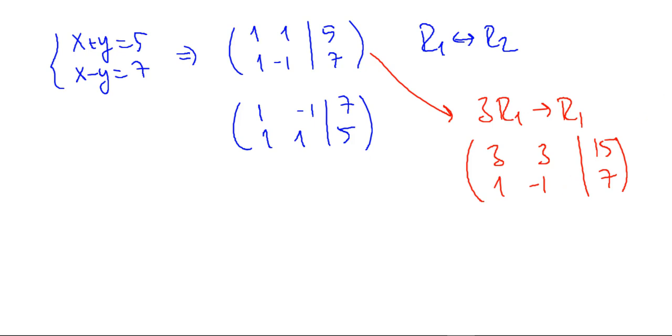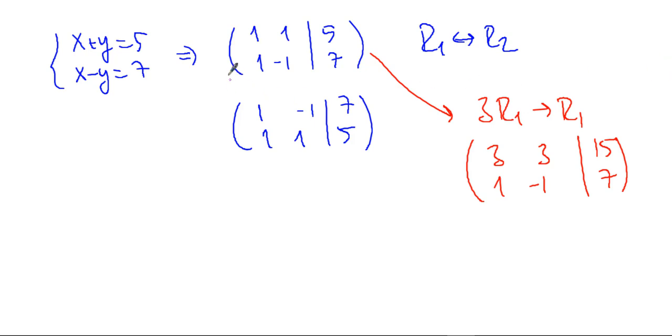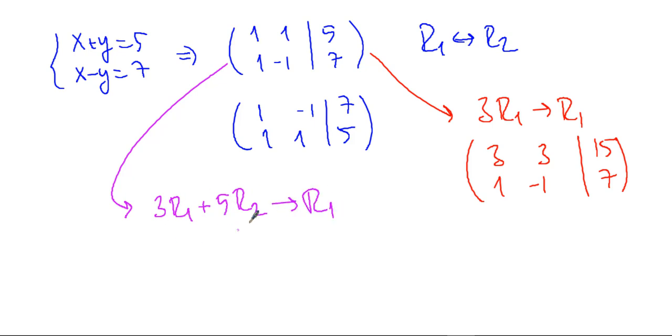If you want, as we have done in the last one, let's multiply the first one by 3 and the second one by 5 and replace in the first place. So what I'm going to do, I will put the operation: 3 multiplied by the first row, added to 5 multiplied by the second row, and put the result in the first row. So how will it look? It means that you are not changing the second row. The second row will remain the same: 1, minus 1, 7. I'm just making changes in the first row.